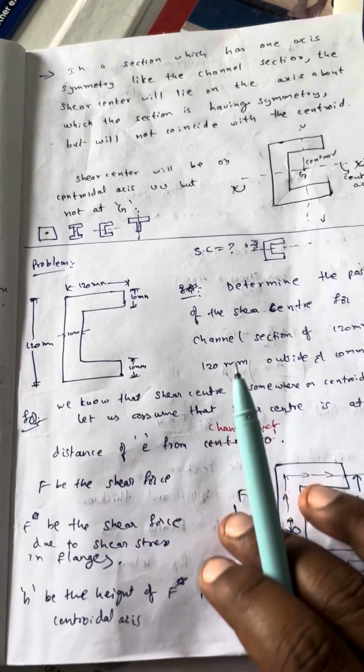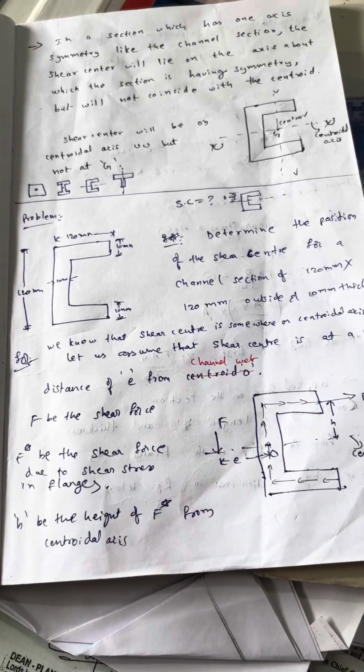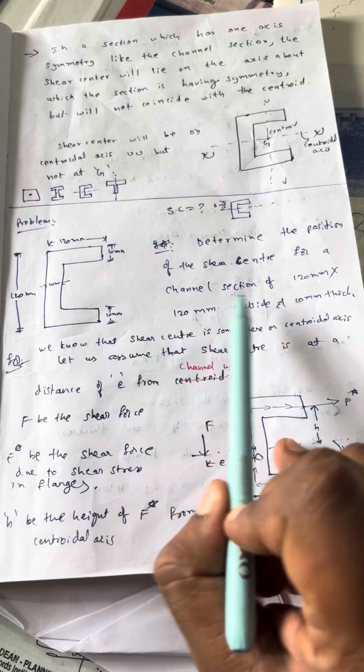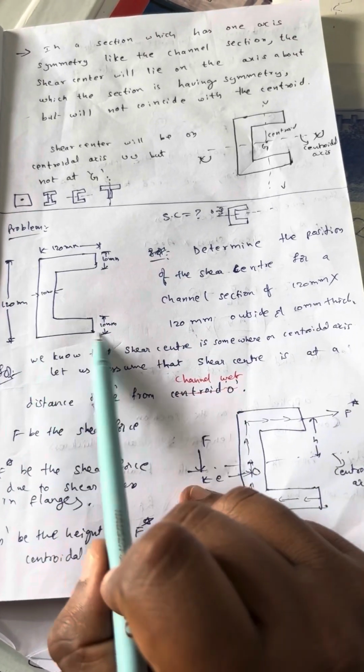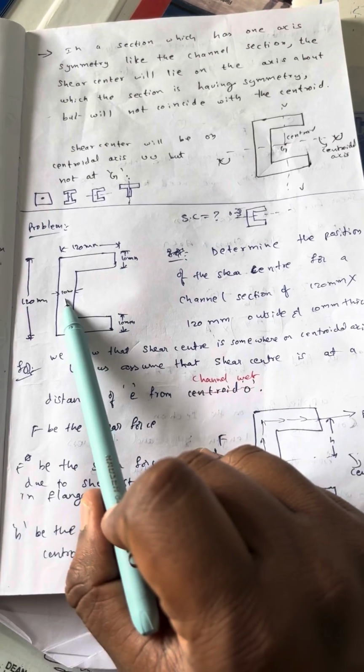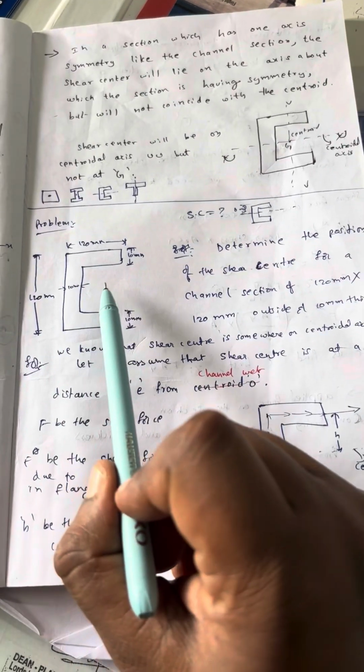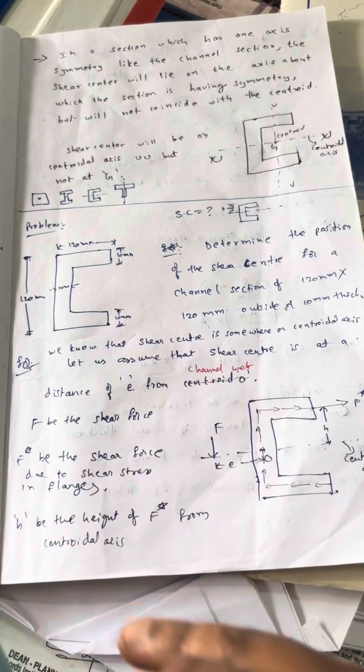Let us see a problem here. Determine the position of the shear center for a channel section. There is a channel section given of 120 mm by 120 mm with 10 mm thickness. We need to determine the position of the shear center. Where is the shear center?